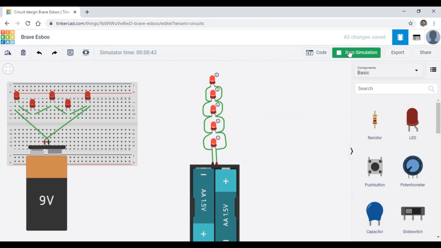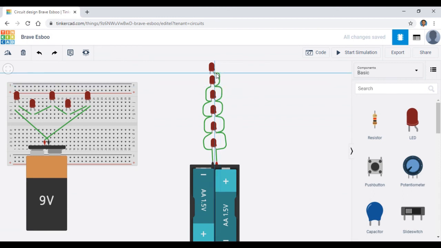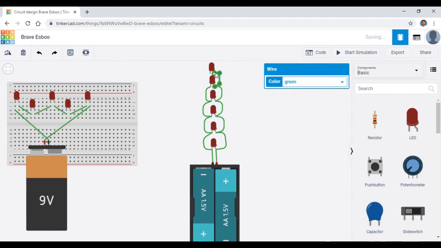If I stop the simulation here, we can connect one more LED also here. There is no change in the output. We can observe that it doesn't affect the output.